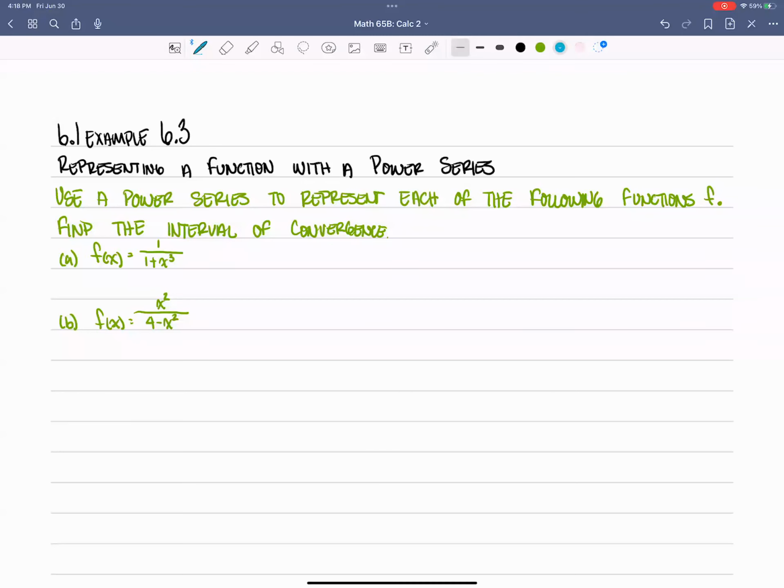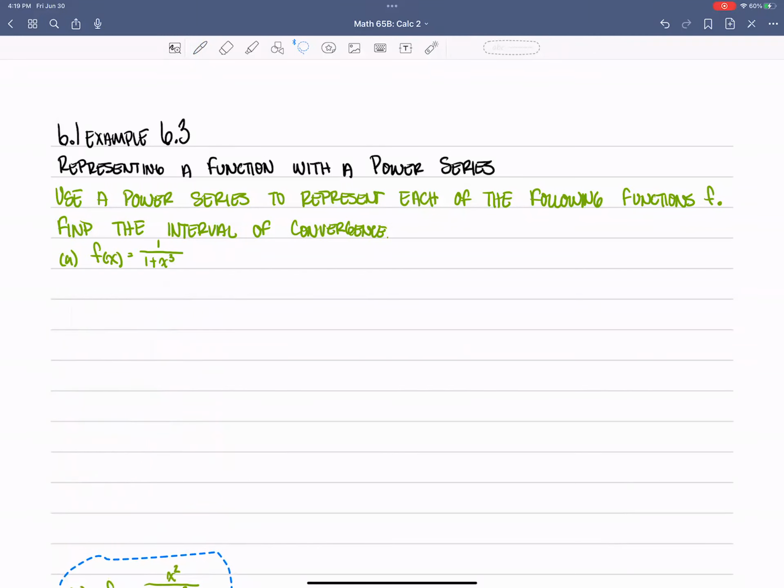Section 6.1, example 3, representing a function with the power series. Use a power series to represent each of the following functions f of x. Find the interval of convergence. All right, so starting off with this very first one.